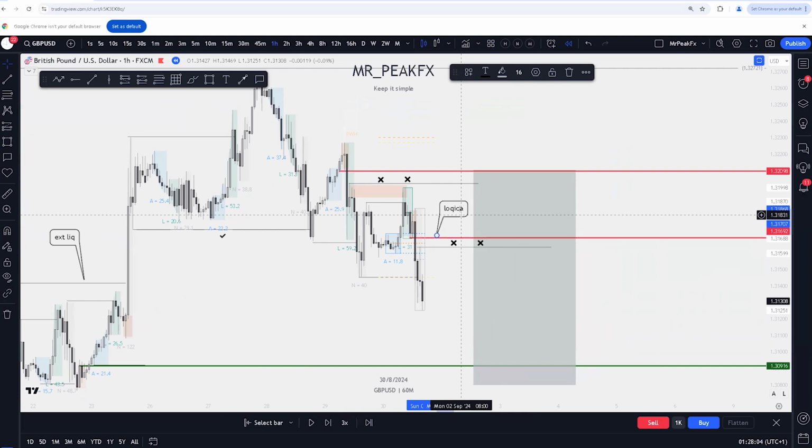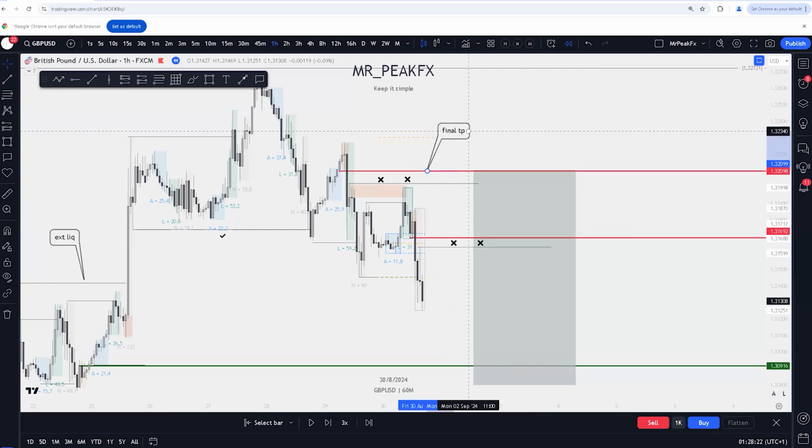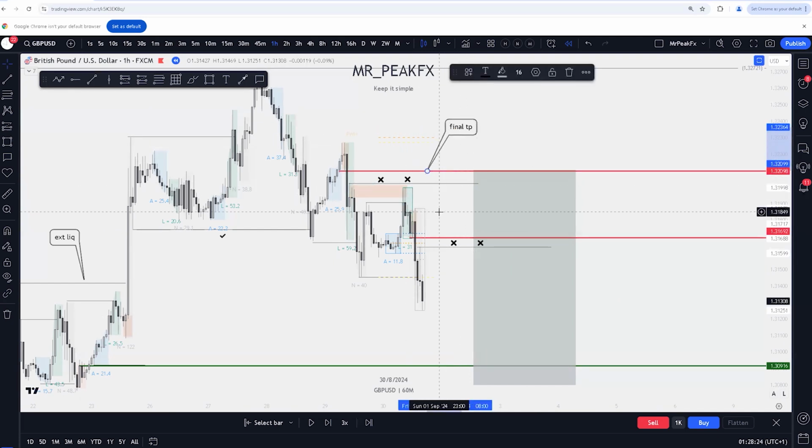Logical area to take TP from that buy. Logical TP, except if price wants to keep buying. And I termed here my final TP. If price can buy from here, okay, I want to take out my profit here. Final TP. This is my final proposed TP. Final TP that I actually want to take all my profits. This is the final TP.